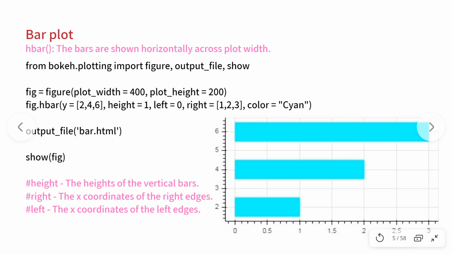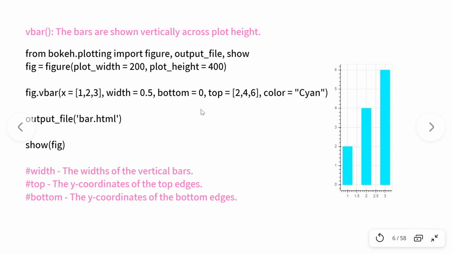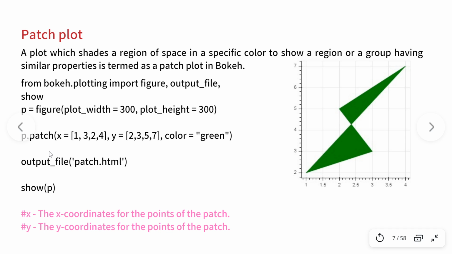When you are using hbar, you need to specify y values, and your x values will be mentioned in the right parameter. When you are producing a vertical bar, your x values will be written here, and y values will be taken as the top parameter. And then you can show fig to produce the vertical bars. So this is how the bar plots can be done.